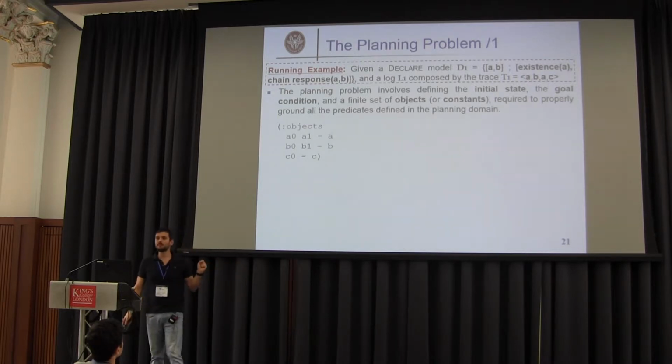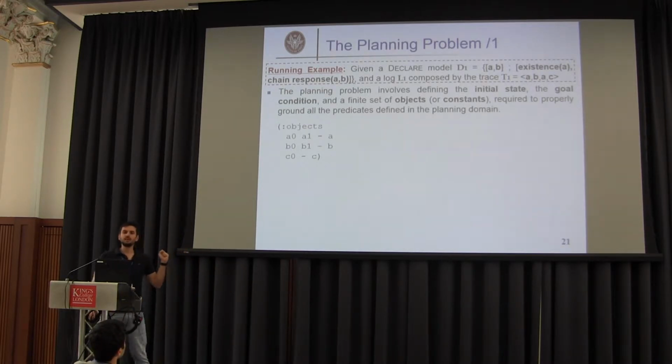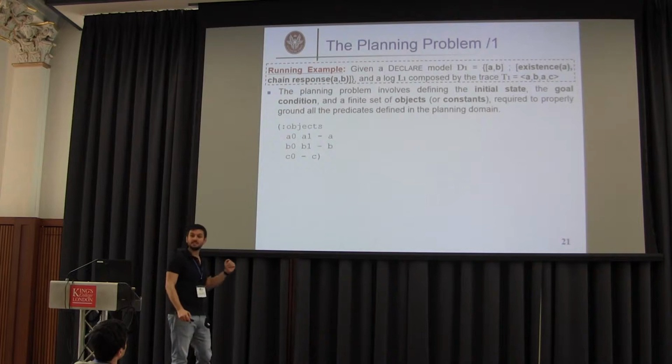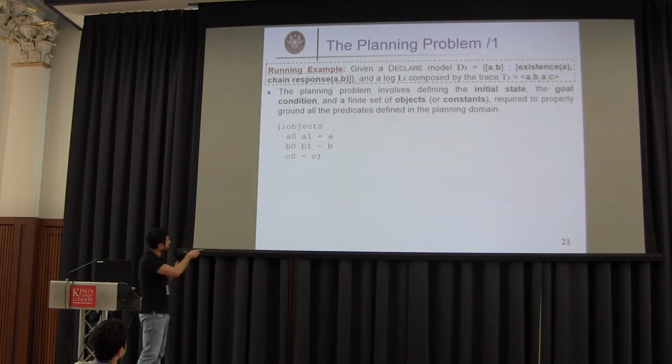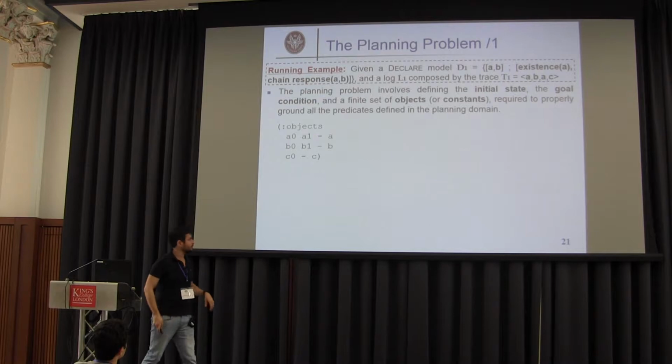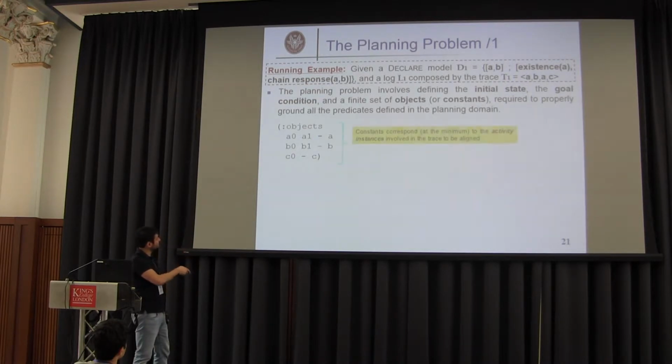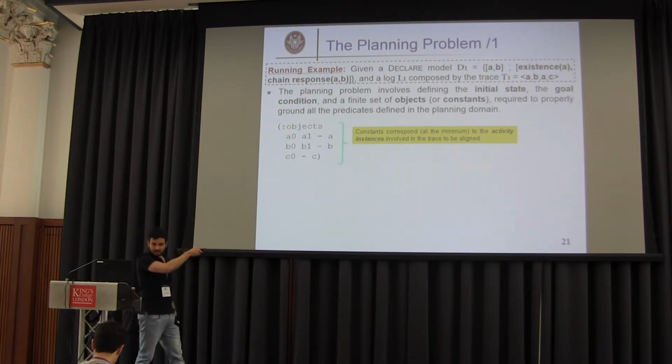For the planning problem, clearly we have first of all to define the number of objects that we need for doing trace alignment. So the idea is that the number of objects depends on the number of instances that can be used for doing trace alignment. For calculating this number of instances, first of all, we take all the instances that already exist in the trace. So in this case, A0, A1, B0, and C0.